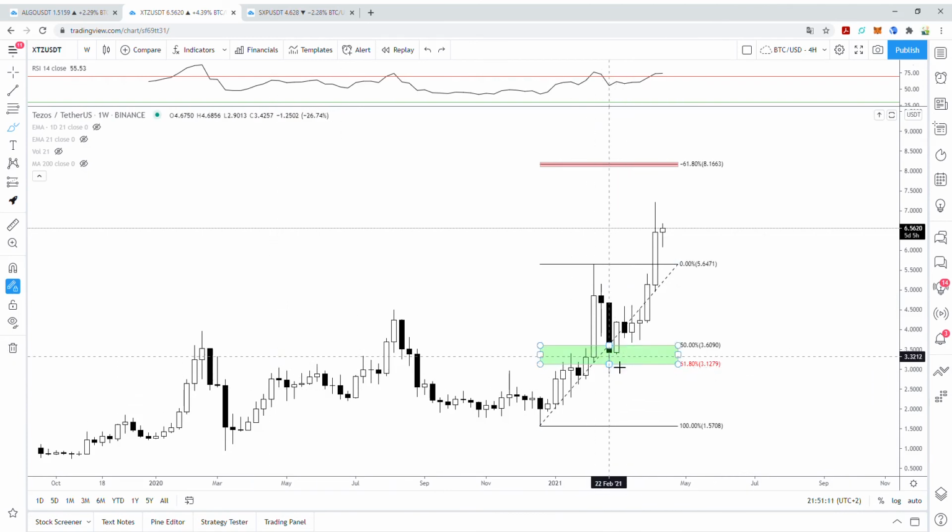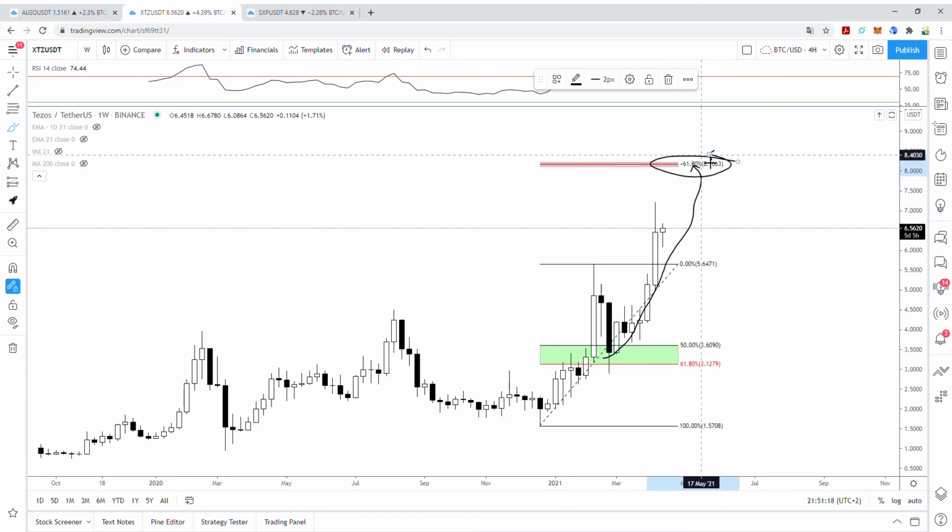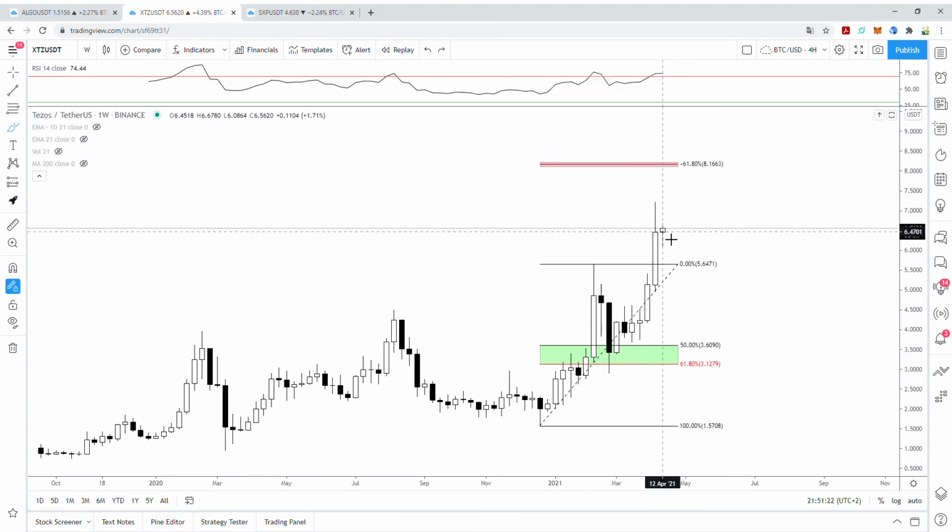If you know that it holds here, you can find an entry in this area and you know that the target will be up here. So this is nicely on its way. It still needs a little bit more, but it can always go something like this, you know, but eventually the target will be here, the Fib extension.